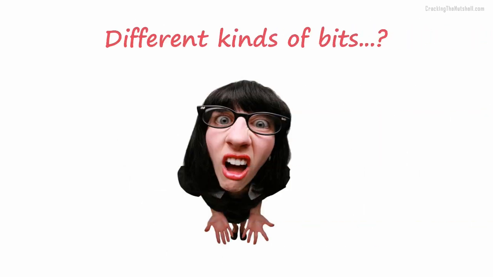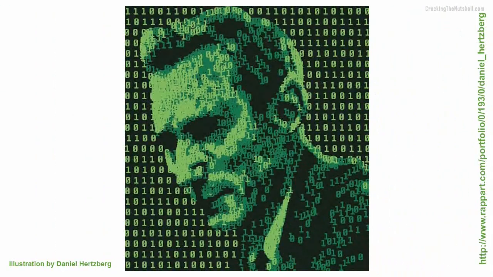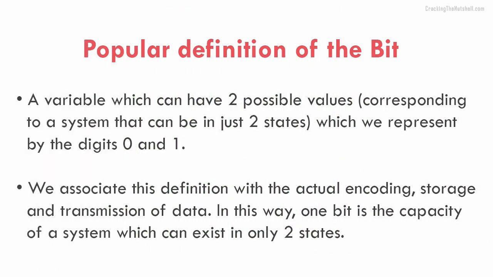Now, there is one point that needs clarifying. In this past section of the video, while discussing concepts such as compression and redundancy, we have actually been talking about different kinds of bits, that is, bits which represent different concepts. You may recall that in the previous video we defined the bit as a variable which can have two possible values, which we represent by the digits 0 and 1. This is the most popular definition, one that is usually associated with the storage or transmission of encoded data. In this way, one bit is the capacity of a system which can exist in only two states.